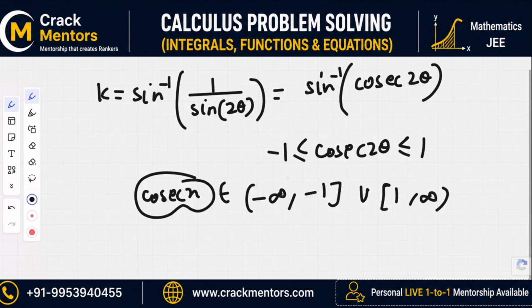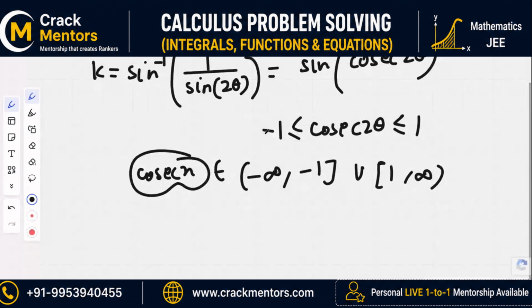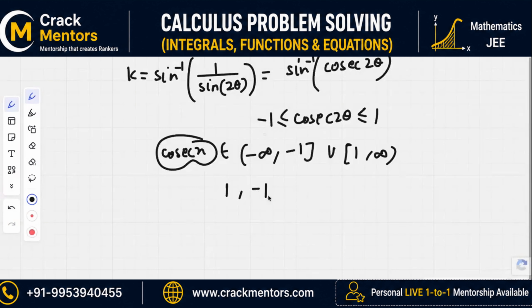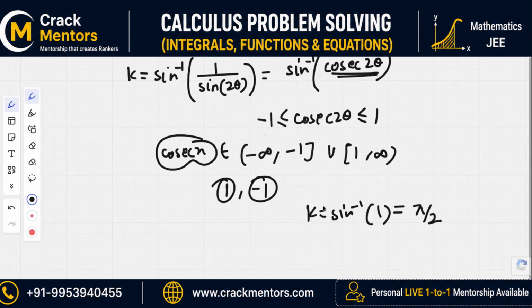Right. So that means what all values can it take? Can you tell me? None, right? Because this is -1 to 1. So other than 1 and -1, so 2 values. Yes. Okay. So 1 and -1. Tell me one thing. If my cosec 2 theta is 1, in that case, wouldn't my k be sine inverse of 1, and would that be pi by 2? Yeah. And when my cosec 2 theta is -1, so my k would be sine inverse of -1. And that is how much? That is -pi by 2.